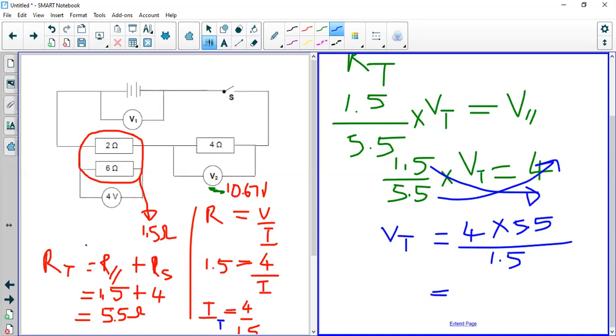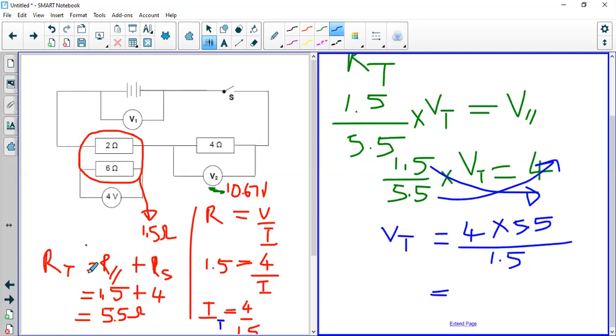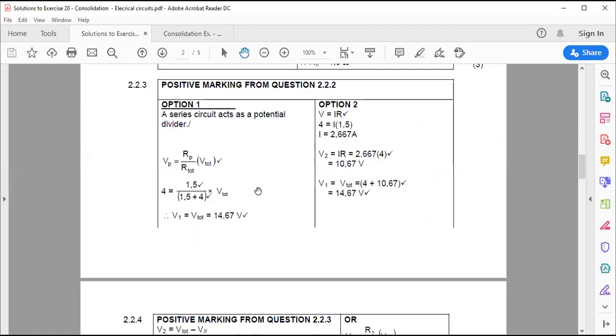Which is 14,67. So you can create a fraction and it will help you to get the V total. Or you can do ratios, or you can use Ohm's law, R is equal to V over I, like what I've shown you there. So you've got 3 options for getting this answer here. You go with the one that is easy for you to understand.